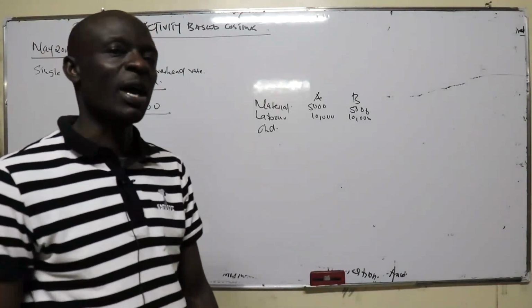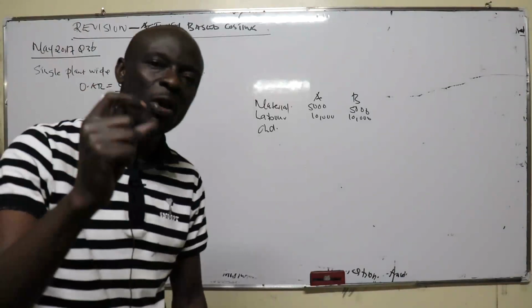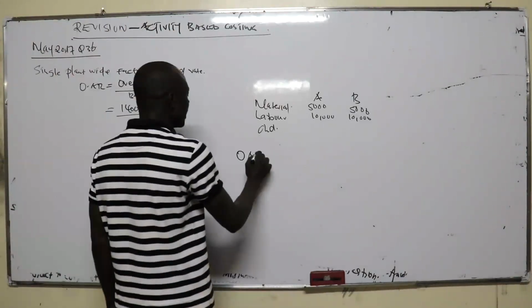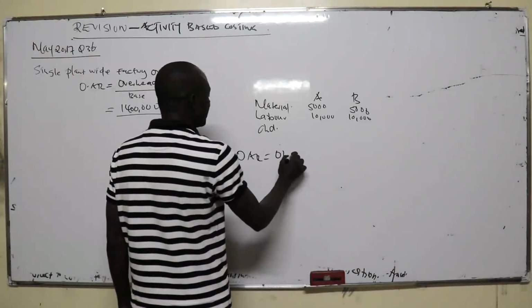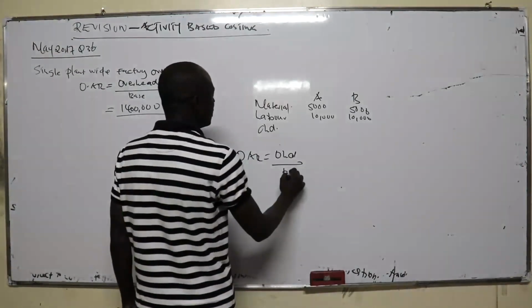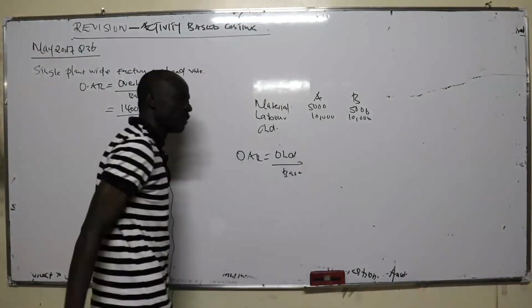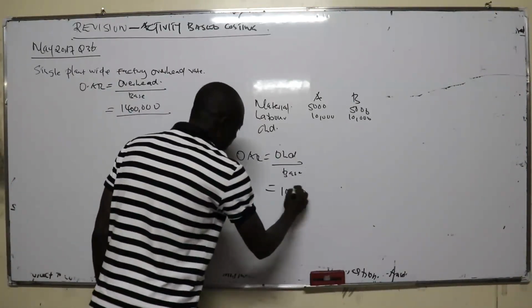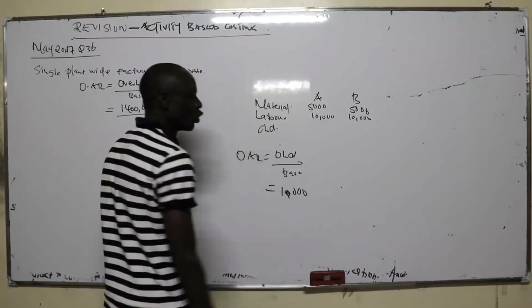We determine one overhead rate. The overhead rate is equal to the estimated overheads over the base. For instance, in the example I've given here, maybe the estimated overhead is 10,000. This is the estimated overhead or the historic overhead.